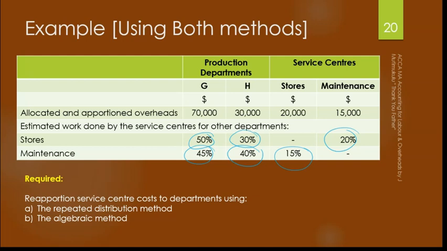Now the question is, reapportion service center costs to the production departments using the repeated distribution method and the algebraic method. You will discover in many different textbooks that both these methods are reciprocal methods. Although the word reciprocal in some textbooks you might discover it to refer to the algebraic method, while in other textbooks it is referred to as the repeated distribution method.